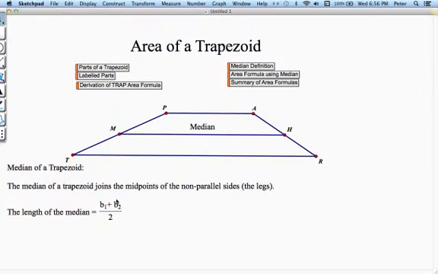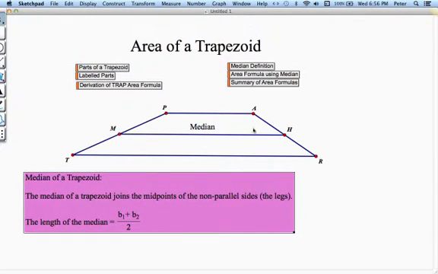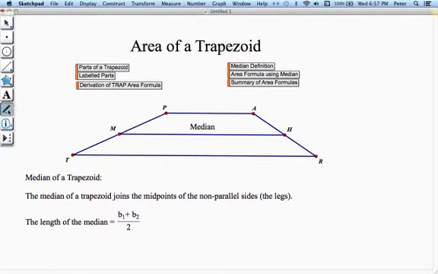Now, you'll recall maybe that a median of a triangle is a line which extends from a vertex to the midpoint of the opposite side. But that's not exactly what the median of a trapezoid is. In a trapezoid, a median is going to reach from the midpoint of one of the non-parallel sides to the midpoint of the opposite non-parallel side. So the median doesn't come from a vertex, it comes from one leg to the other leg, and always at the midpoint.